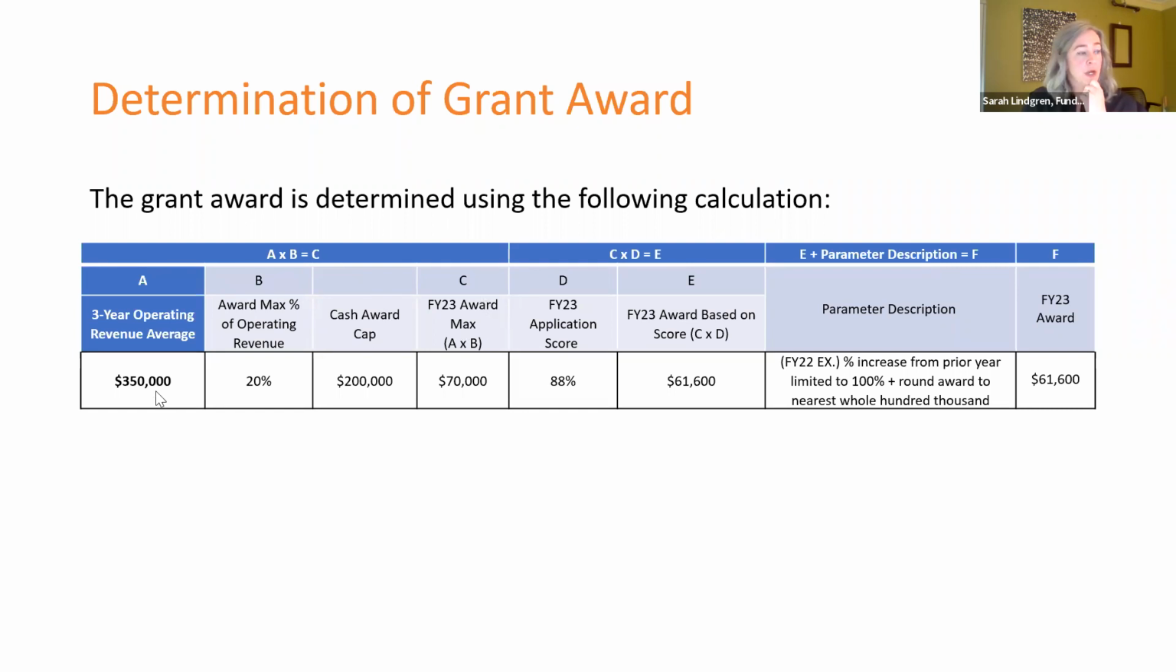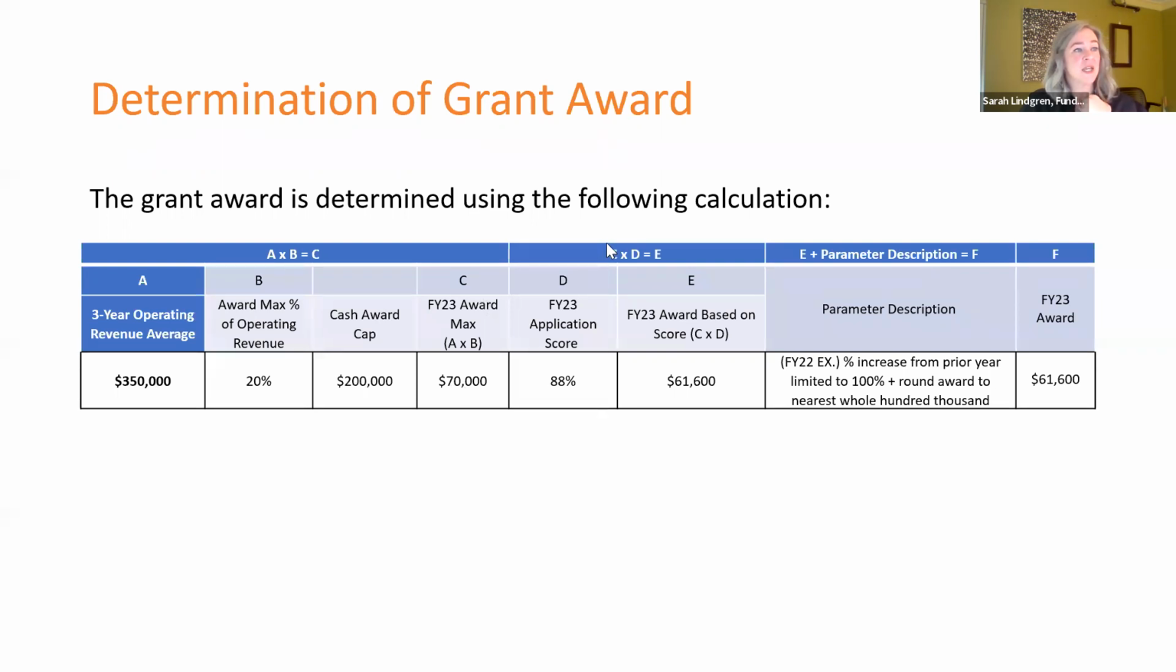Okay, so Jordan's done an awesome example here. So if your 3-year operating average is $350,000, this is just an example, and your max percentage is 20%, the cap is 200,000, the answer we get is 70,000. So we've not exceeded the cap. That's the first step.